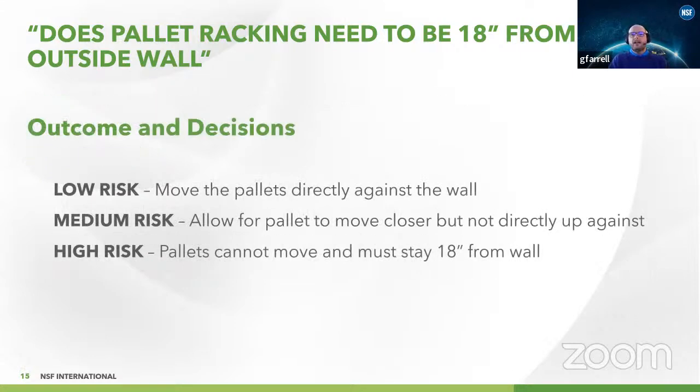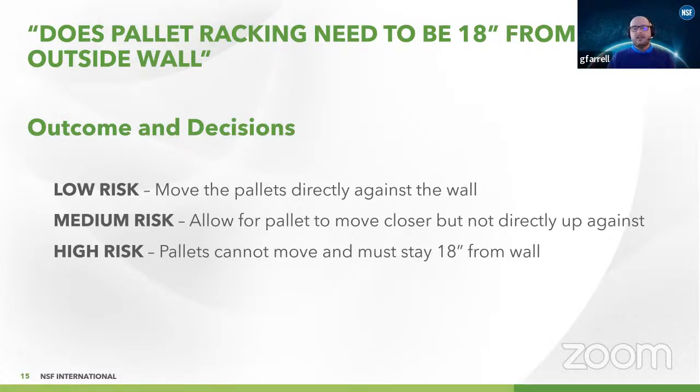Now we're going to define what our outcome and our decisions are. So again, I like to keep it simple. Low risk, move the pallets directly against the wall. Let's just not worry about it. Off you go. Medium risk, allow the pallet to move closer, but not directly against the wall. And then high risk, pallets can't move. We absolutely can't move. This place is a disaster already. I do not need any more. So once we have our outcome and decisions clarified, everything's clear, we know what it is.